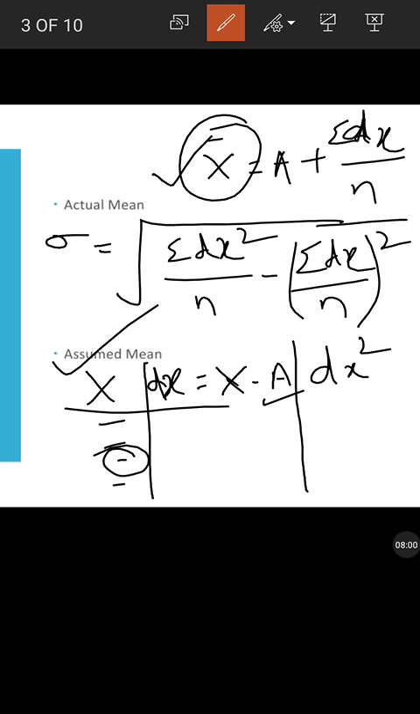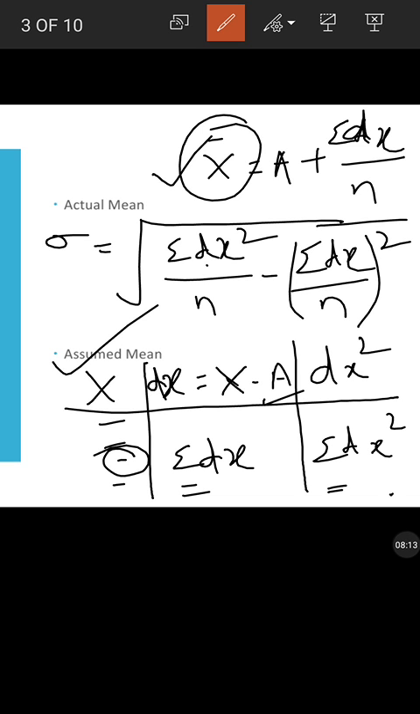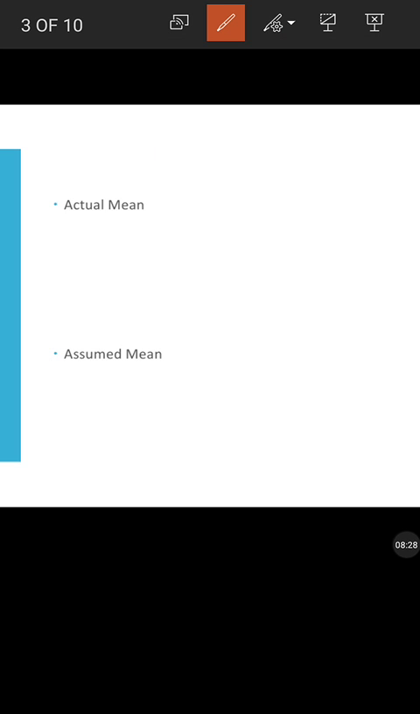Then both the totals, that is we have to calculate summation dx total also and summation dx square total also. Okay, we have to take this, and the first one, that is summation dx square, this is the first total that we have to take it here. Okay, and next we have to take this value, summation dx value, here in this part. Okay, then let us see one problem. It will be easier for you to understand everything. So we are going to see first assumed mean.